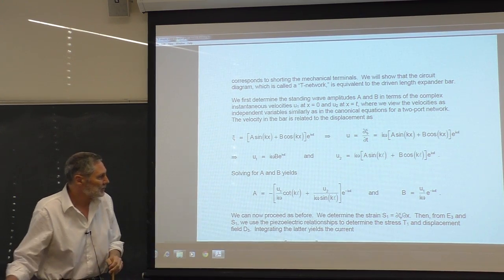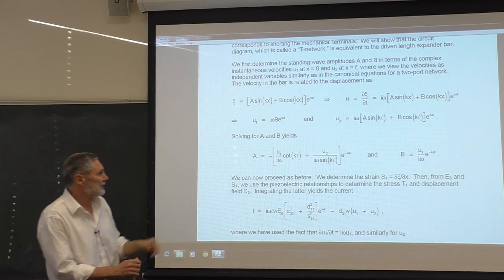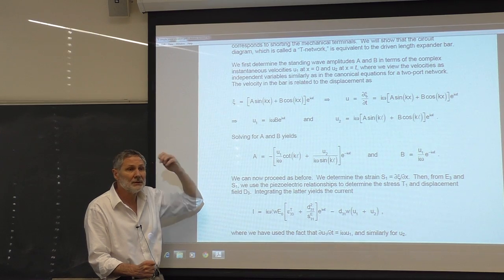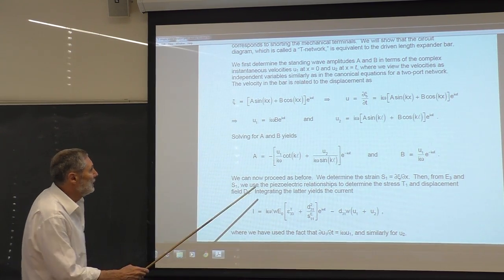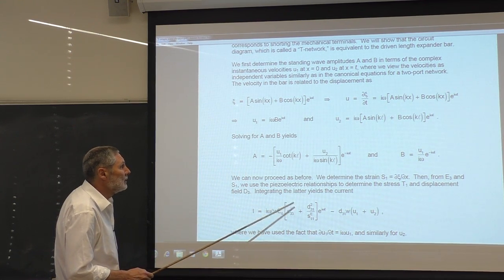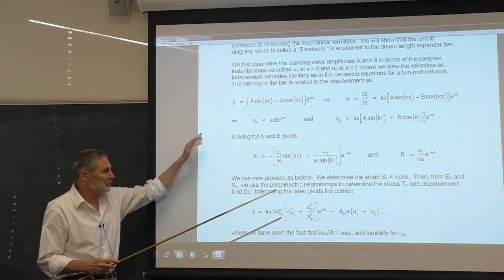We get these expressions. And now it's very much like before. It's a little bit different here because we had different boundary conditions. But now it's very much like before. It's the same idea. We determine the strain, which is just, and so we're going to skip these steps. I'm just going to go to the result here.